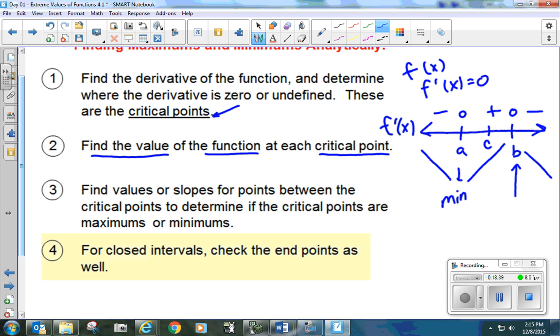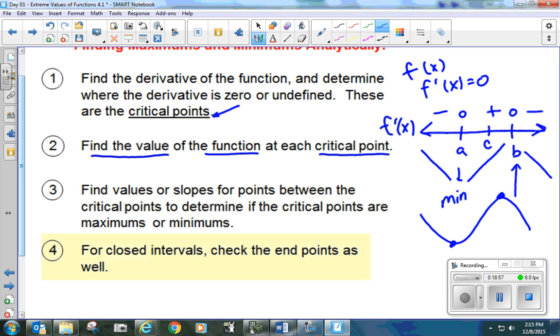You can almost see the graph start to unfold. It kind of goes down, comes up, and goes down. So it makes sense that this will be a max point, this will be a midpoint, wouldn't it? So once you find your zeros for your derivative, you just find a value in between. If it's positive, it slopes up. If it's negative, it slopes down.